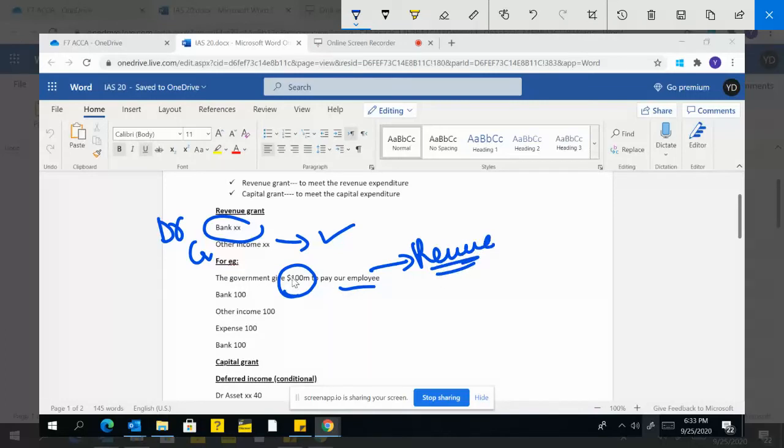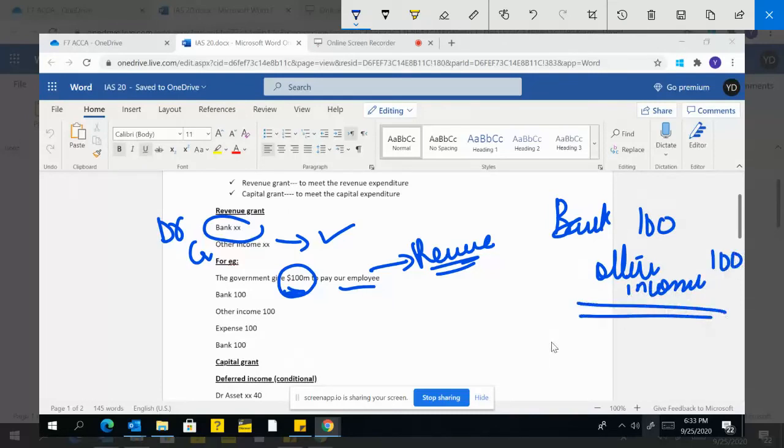The government is paying to meet the revenue expenditure, to meet your employee salary. So this is your revenue expenditure. The government gives us $100 basically. So the cash is coming in, the cash is debit by 100, and this is our other income, our government grant. I am recording this as 100, and then I am paying this to my employees.